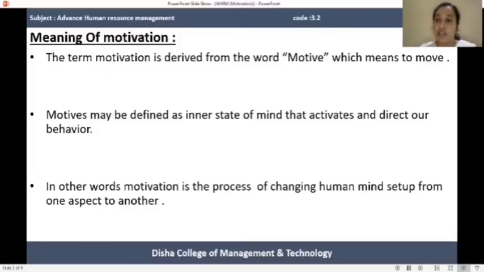So here what has to move? Here the person has to move from the present state of mind to the desired state of mind. And motivation is always internal to the human, internal to the employees. And if the person is motivated, then the person's inner state, means the person's internal state of mind, activates, and that directs that person to exert a high level of effort, and that encourages the person to increase the performance, that encourages the person to give their level best to the organization for achieving its objective.